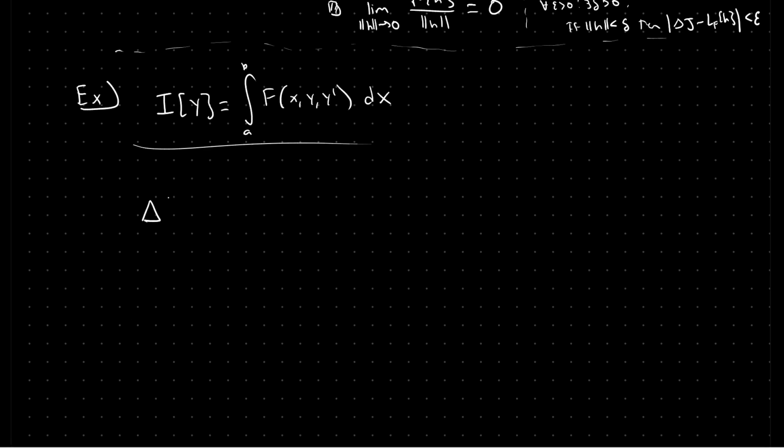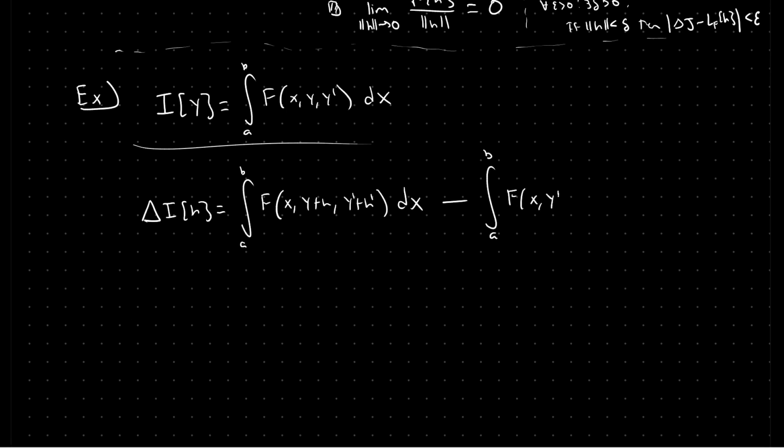So the total increment of this functional, delta I of h for any variation h, is going to be the integral from a to b of f of x, y plus h, y prime plus h prime dx, minus the integral from a to b of f of x, y, y prime, which is the same thing as the integral from a to b of f of x, y plus h, y prime plus h prime, minus f of x, y, y prime dx.